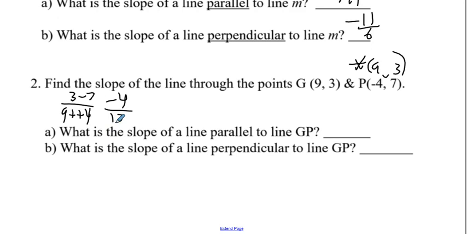So what would be parallel to that? Again, parallel is the same thing. So negative 4 over 13, or 4 over negative 13. You can even have a negative out front, but if you're plotting it, you need a top or bottom. What's the slope of a perpendicular line? Positive 13 over 4. So flip it and change the sign. And that's it.